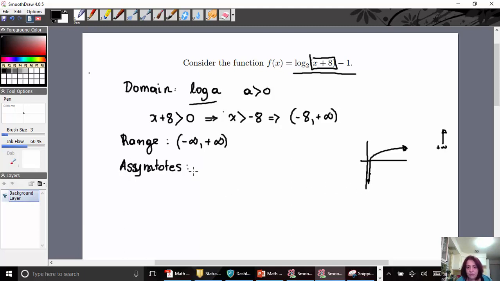The vertical asymptote for the logarithmic function in general depends again on the argument of the logarithm. So what we need to do is take x plus 8, the argument of the logarithm, and solve it for 0. This will give us that x is equal to negative 8. The vertical asymptote for this logarithm is x equals negative 8.